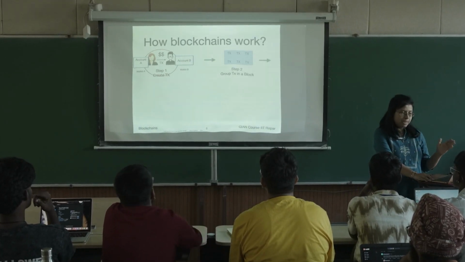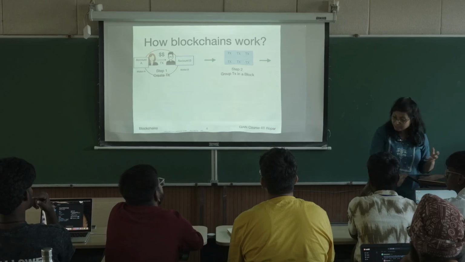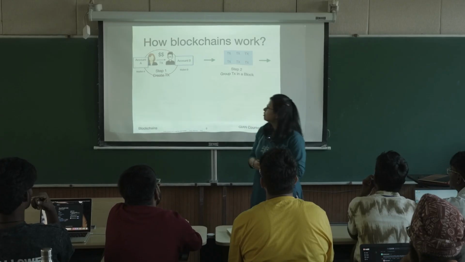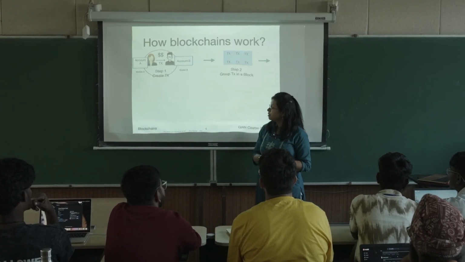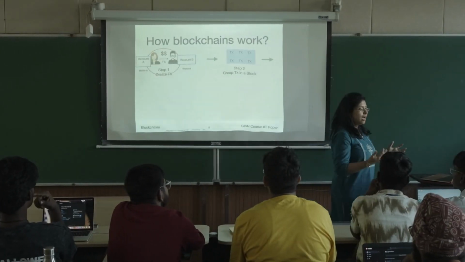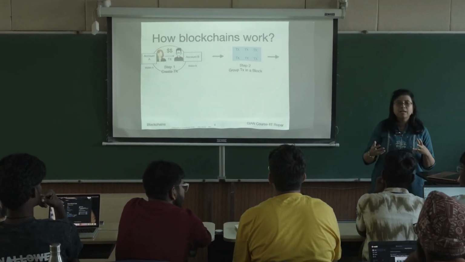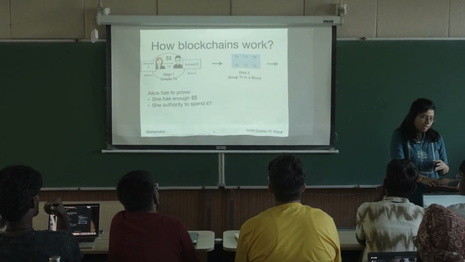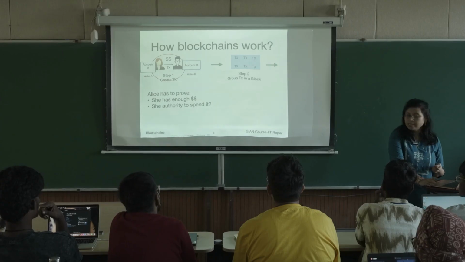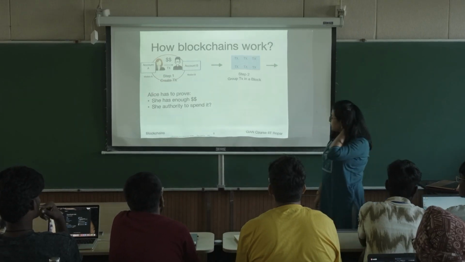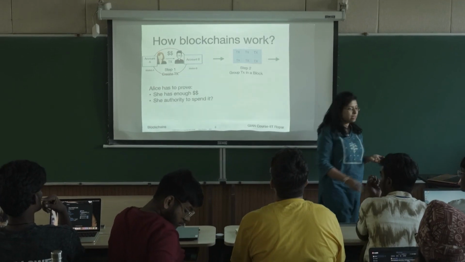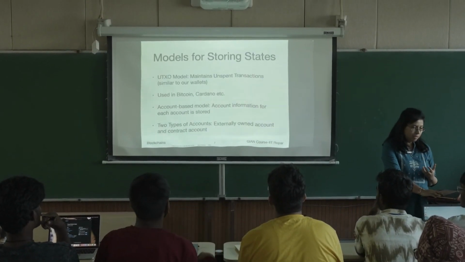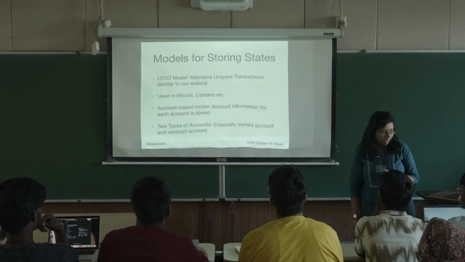We did say that there's a wallet. Alice has a wallet, which can have many accounts. Bob, on the other hand, has a wallet B, which can have many accounts. And very naively, a transaction would look like a transaction from Alice to Bob. She has to show that she has enough money and she has authority to spend it. And we will see how transactions look in real practice.